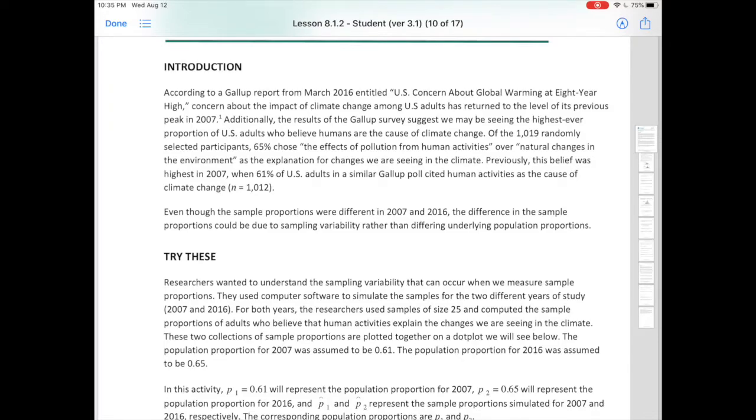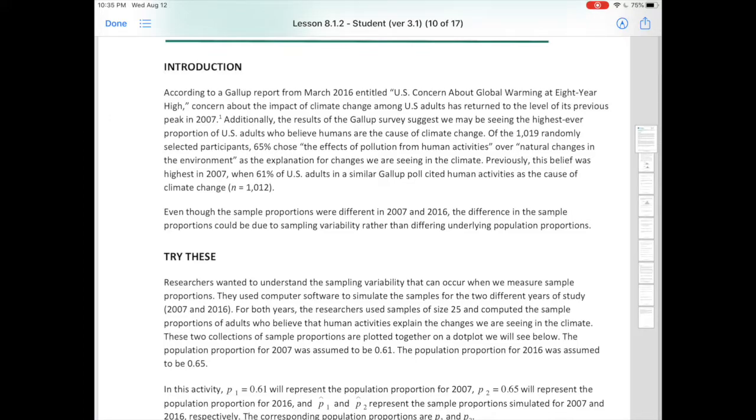Additionally, the results of the Gallup survey suggest we may be seeing the highest ever proportion of U.S. adults who believe humans are the cause of climate change. Of the 1,019 randomly selected participants, 65% chose the effects of pollution from human activities over natural changes in the environment as the explanation for changes we are seeing in the climate.